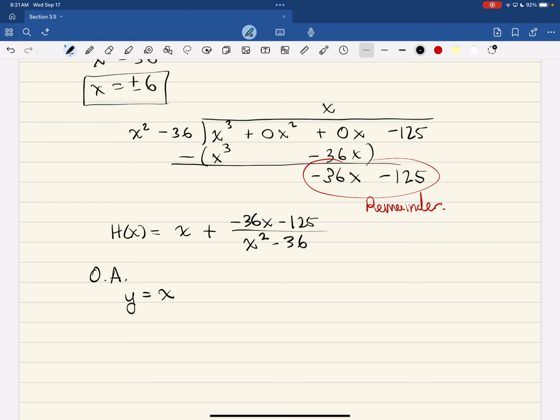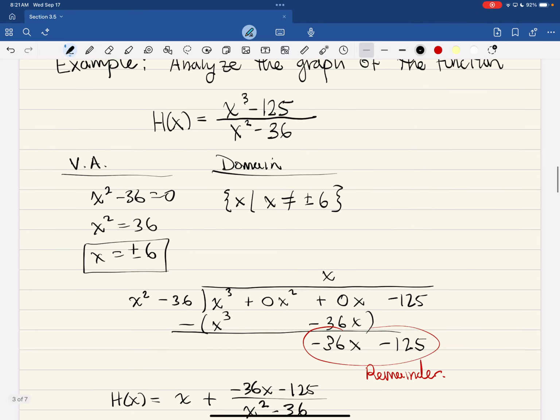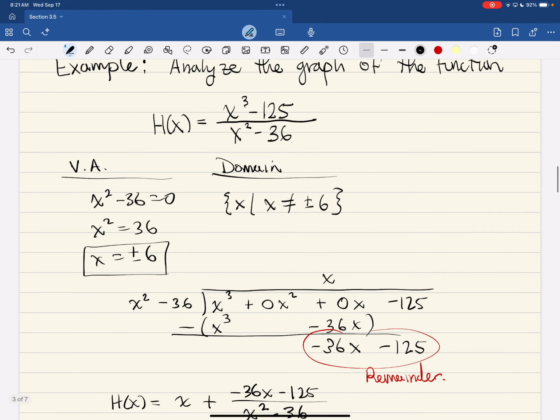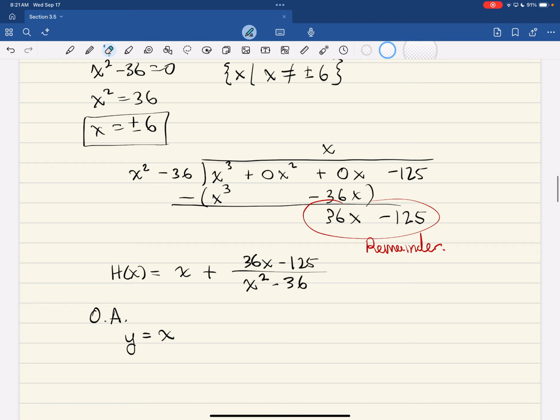Sorry, but is this positive 36 negative? Oh, I better double check, huh? This is positive. So, oh, right here. I should not have had a negative. Positive. Yeah, thank you. Good catch. There we go. Does that look better? Okay, questions on that?